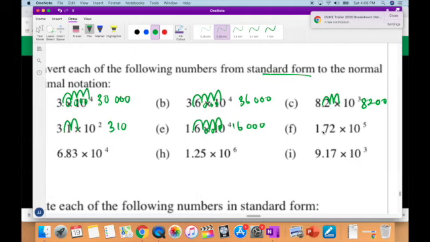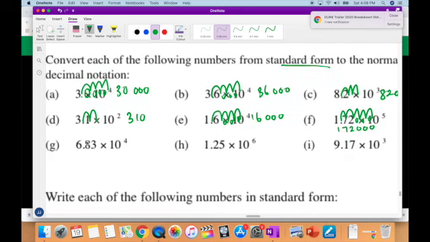1.72 by 10 to the 5: 1, 2, 3, 4, 5, 0, 0, 0, so that is 172,000. 6.83 by 10 to the 4: 1, 2, 3, 4, 0, 0, so that is 68,300.